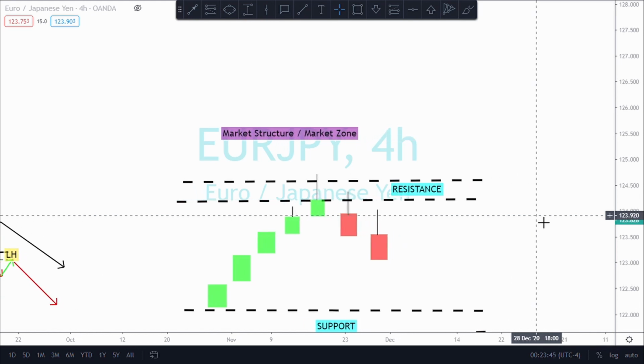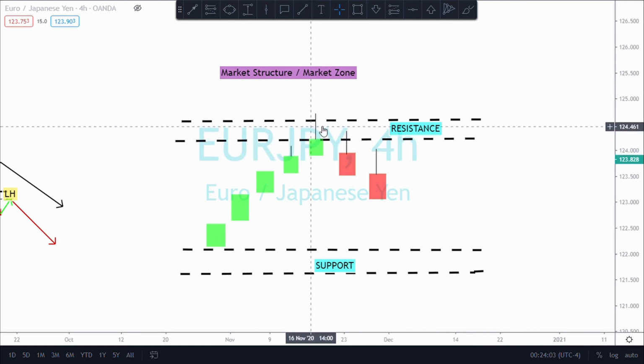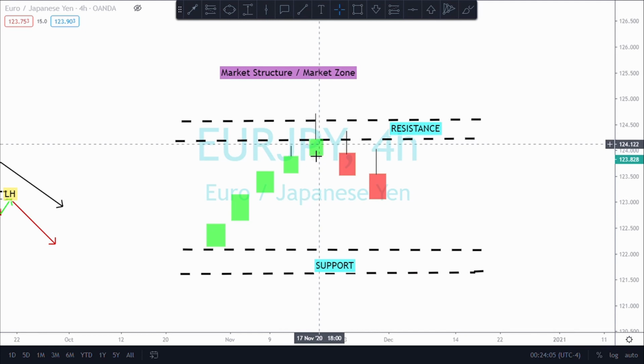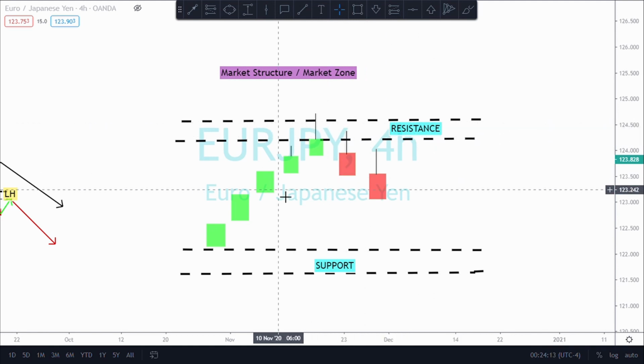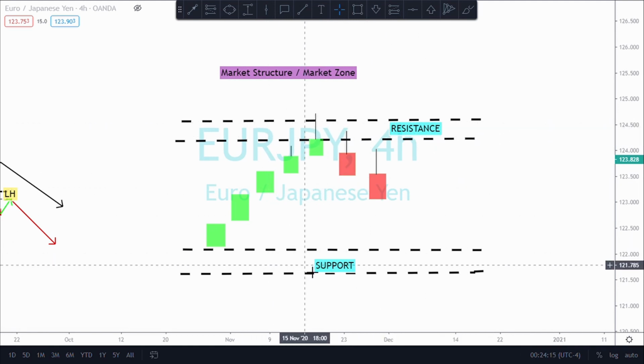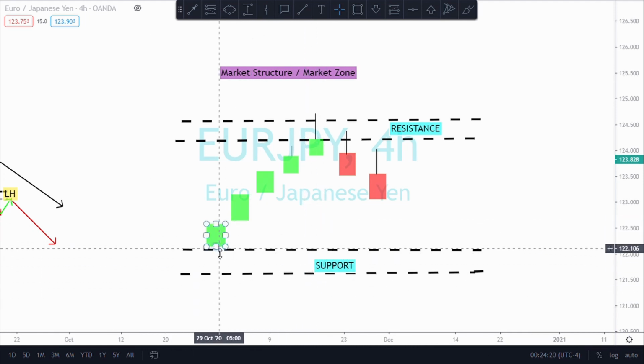So now this is the market structure. You always hear people talk about supply and demand, and right now we are just focused on resistance and support. Resistance is where price does not really want to go any higher at that point. Support is where price decides it doesn't want to go any lower than that particular price range.